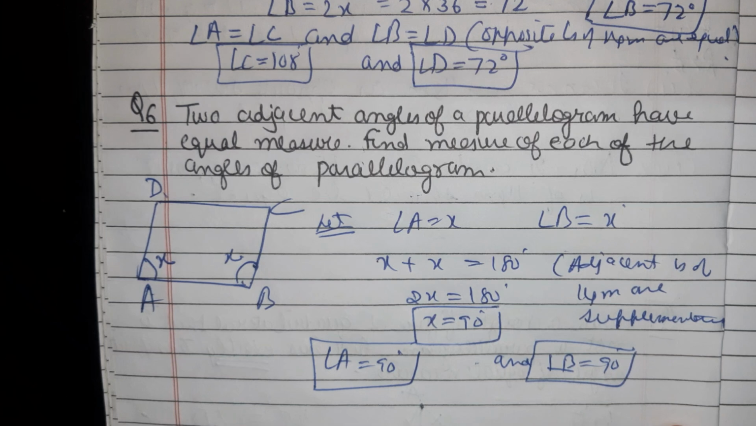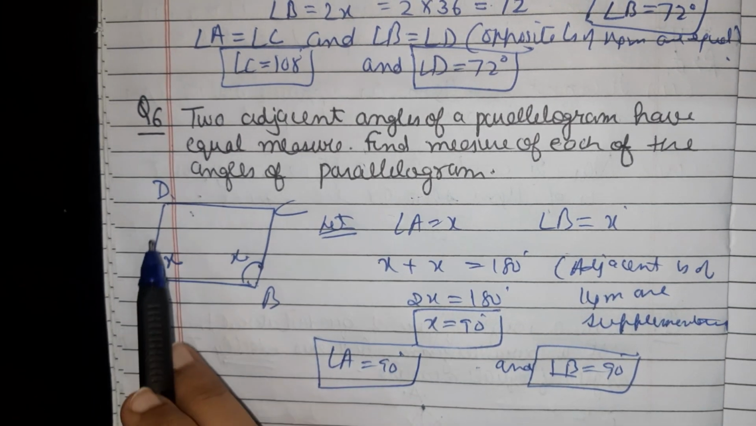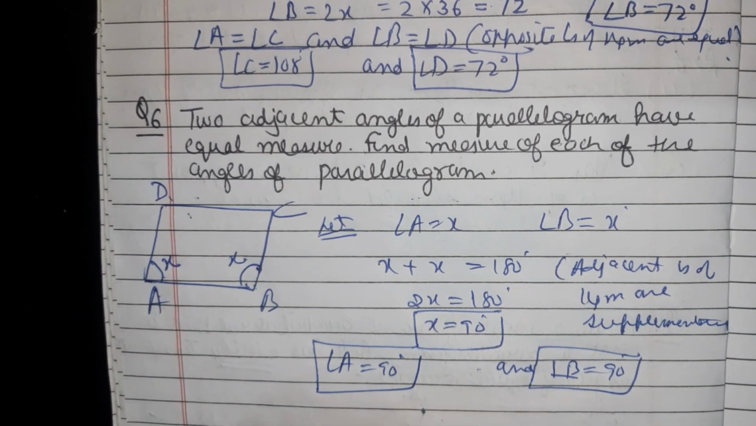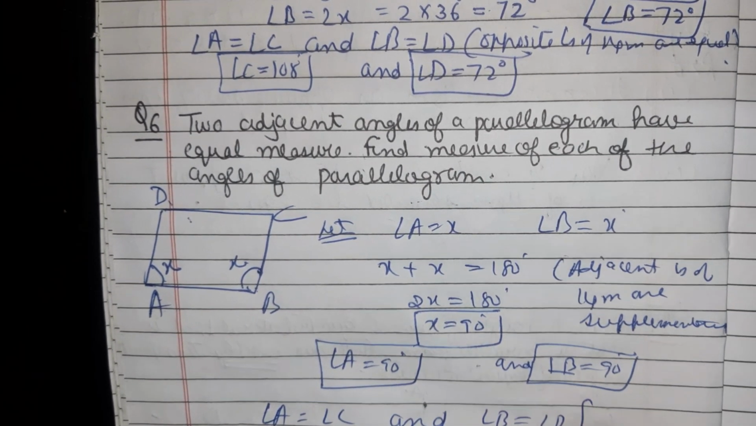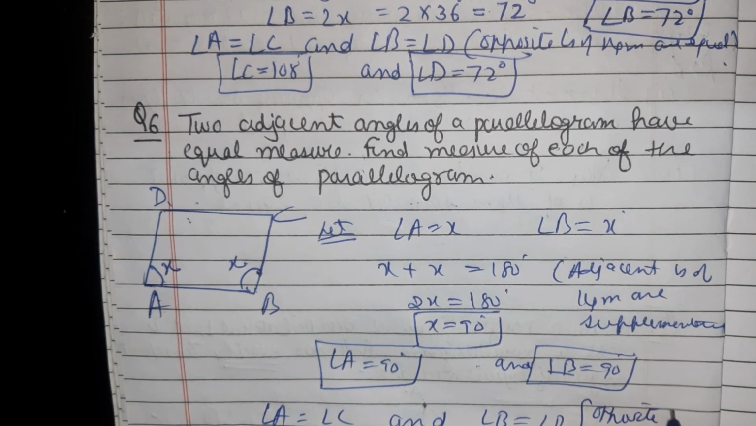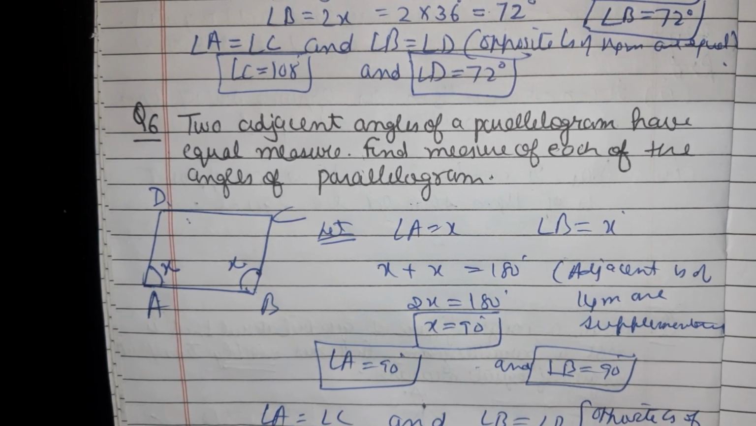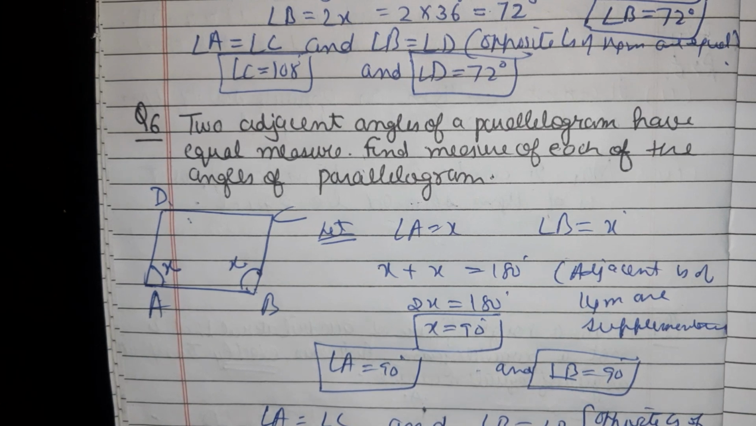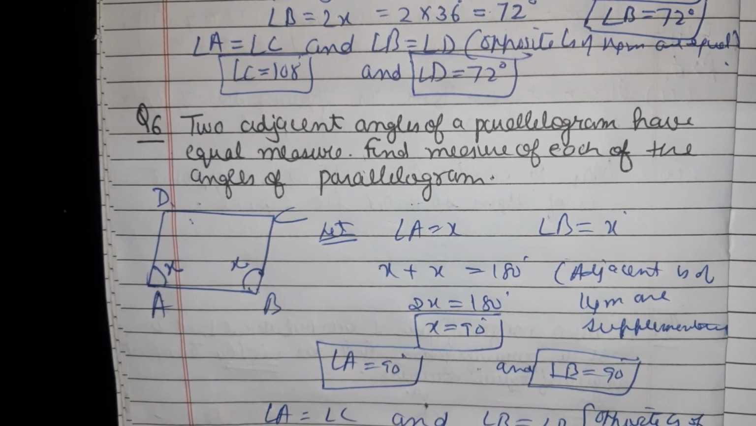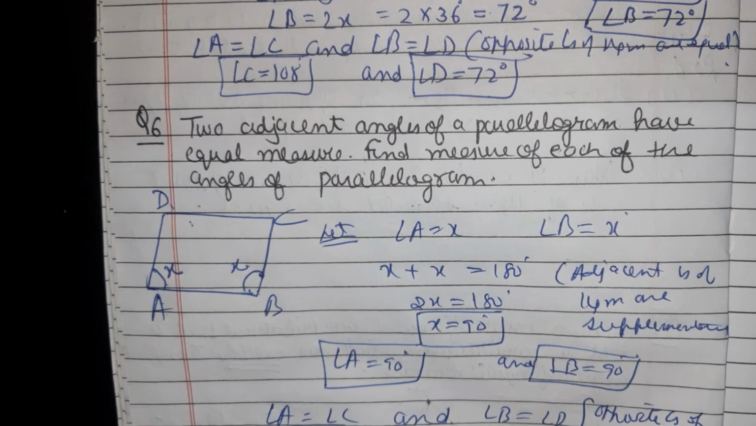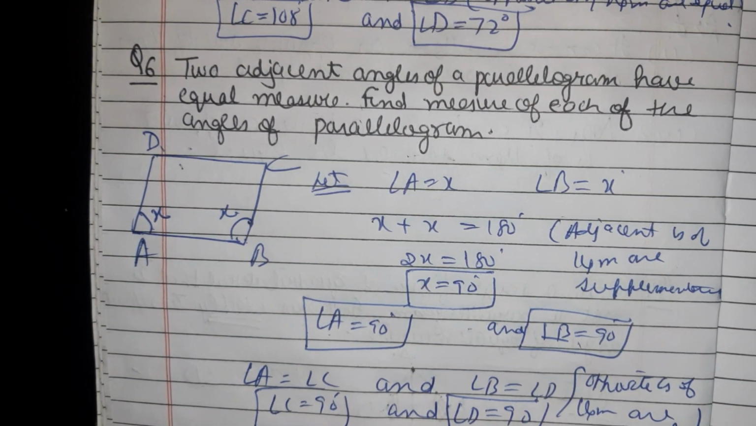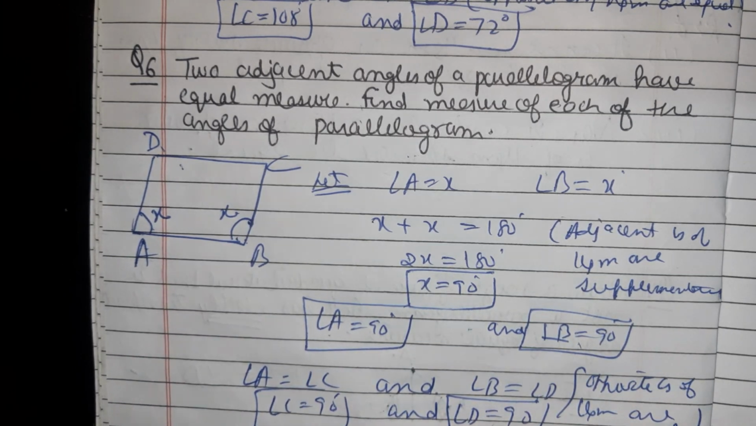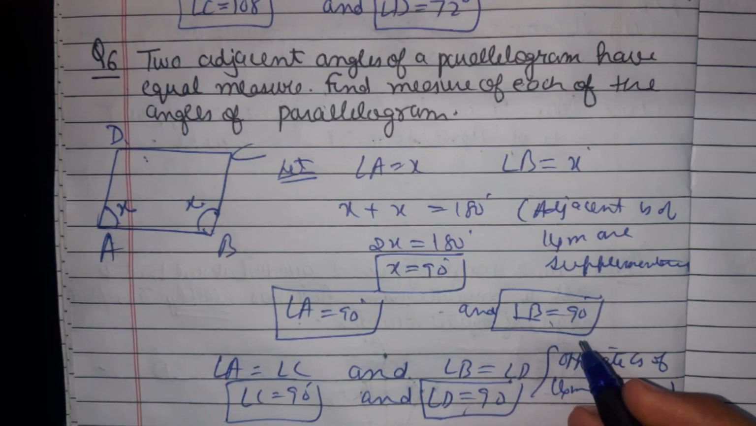And in the previous question we have also seen that the opposite angles of a parallelogram are equal. So angle A will be equal to angle C and angle B will be equal to angle D. So angle C will also be 90 degrees and angle D will also be 90 degrees. So here we find that angle A, angle B, angle C, angle D are all equal to 90 degrees. So today we have discussed the first 6 questions of exercise 3.3.